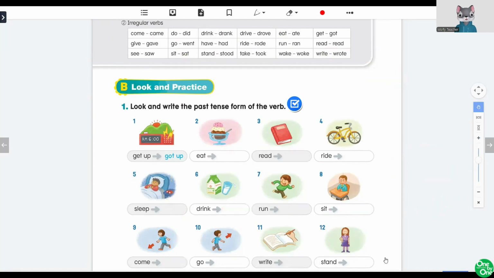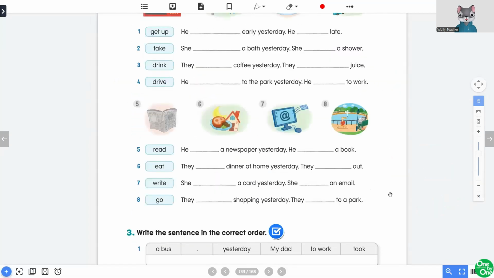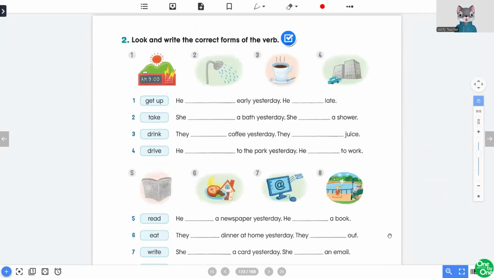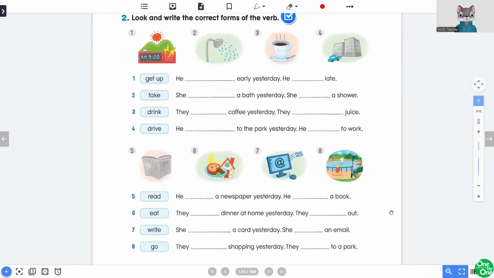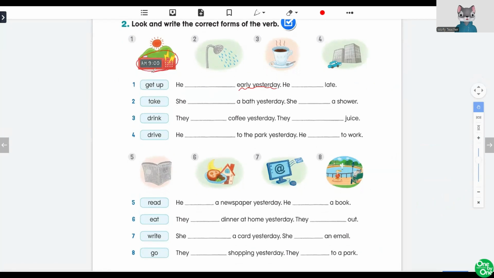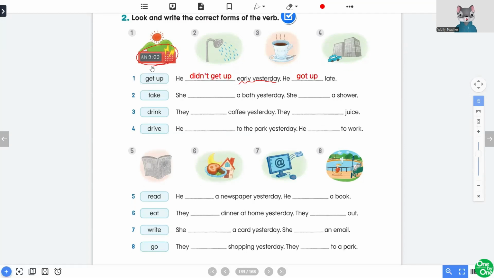Now, page number 29. Let's go over to the top and let's start. Look and write the correct forms of the verb. Let's start number 1. He. 그 남자애는 어떻게 됐을까? Early yesterday. What is this? 9 a.m. He 일어났다라고 얘기하는 거야? 어떻게 써야 되지? Of course, he didn't get up early. 9 o'clock is not early.